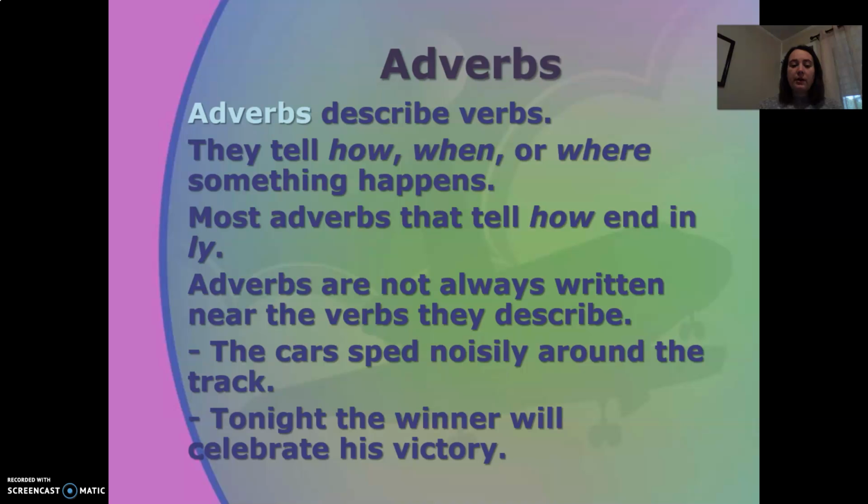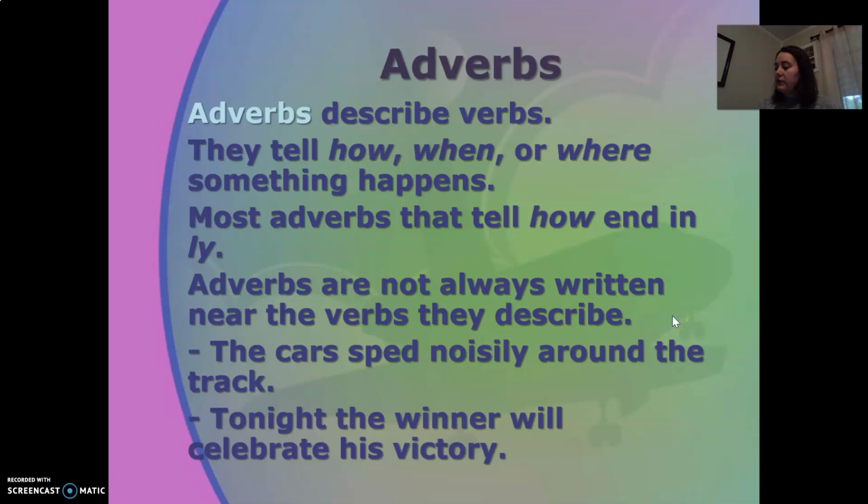Tonight the winner will celebrate his victory. Our verb is will celebrate. Well, when will he celebrate? Tonight. See, this adverb was all the way at the beginning of the sentence, but it's telling us more information about the verb will celebrate. It's telling us when he will celebrate.